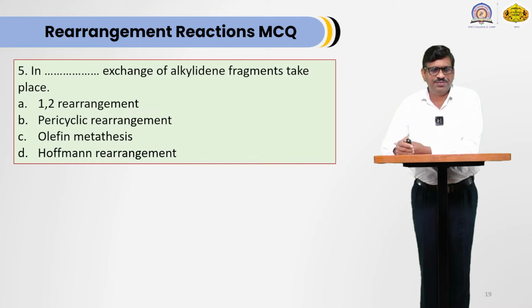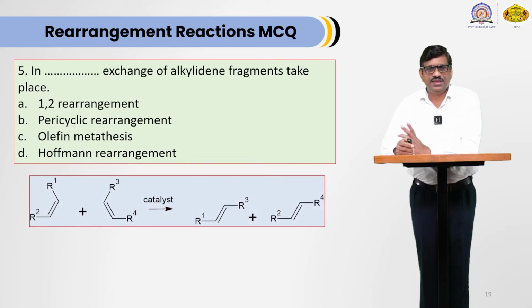In pericyclic rearrangement, there is movement of pi electron as well as sigma electron. In Hofmann rearrangement, we know that amide is the starting compound. That's why the only option remaining is olefin metathesis. In olefin metathesis, exchange of alkylidene group takes place.